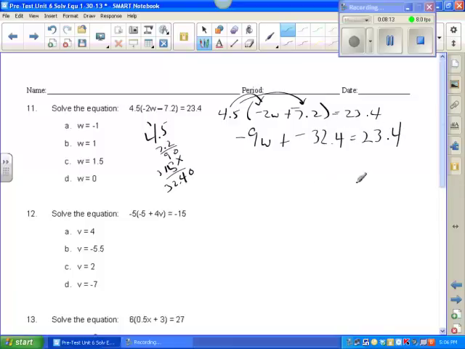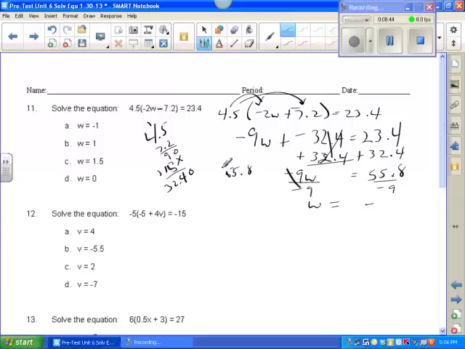I don't have variables on both sides, so I do opposite of the number, which is this decimal, which is fine. You can do decimals. So positive 32.4, positive 32.4, they cancel. So I have negative 9w equals 55.8. Divide by negative 9, divide by negative 9. So w equals negative, and then I just divide. So I have 55.8 divided by 9. Bring your decimal up.